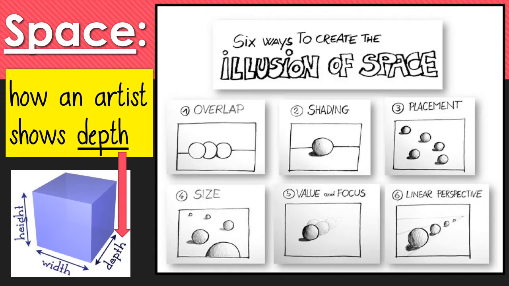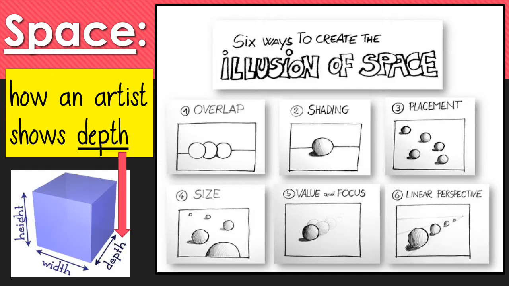The next element of art is space. This is how artists show depth. So we're not talking about space as outer space, but making something look like it is in real space to us. The illustration on the right shows 6 different ways that you can create a sense of space.